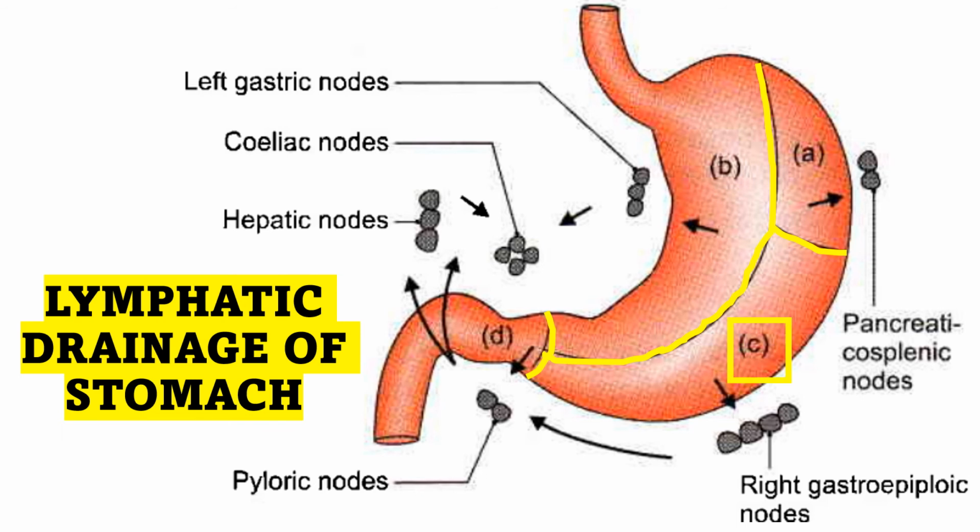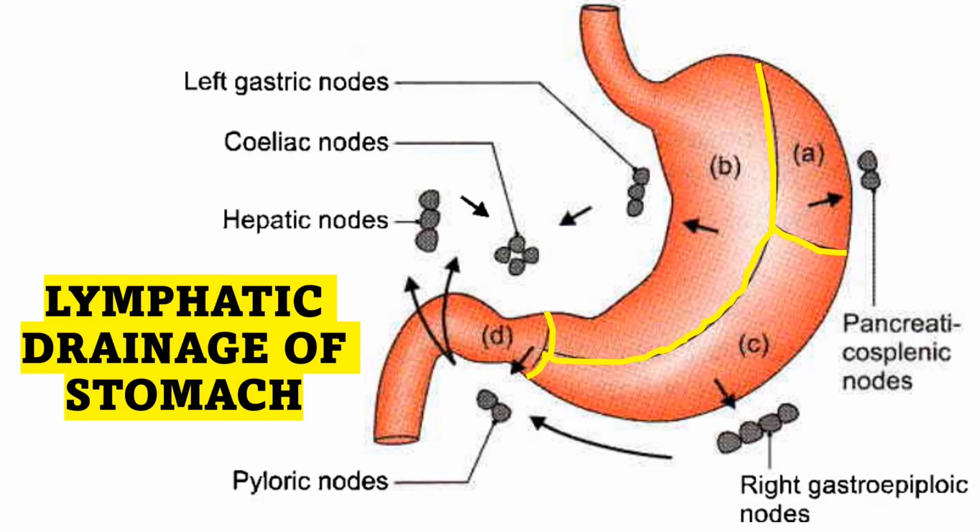Area C contains the pyloric antrum and pyloric canal along the greater curvature of stomach. The lymph from this area is drained into right gastroepiploic lymph nodes along the right gastroepiploic artery and pyloric nodes, which are located in the angle between the first and second part of duodenum. Last we have area D, which contains the pyloric antrum and pyloric canal along the lesser curvature of stomach. The lymph from this area is drained into right gastric nodes along the right gastric artery and hepatic nodes along the hepatic artery.